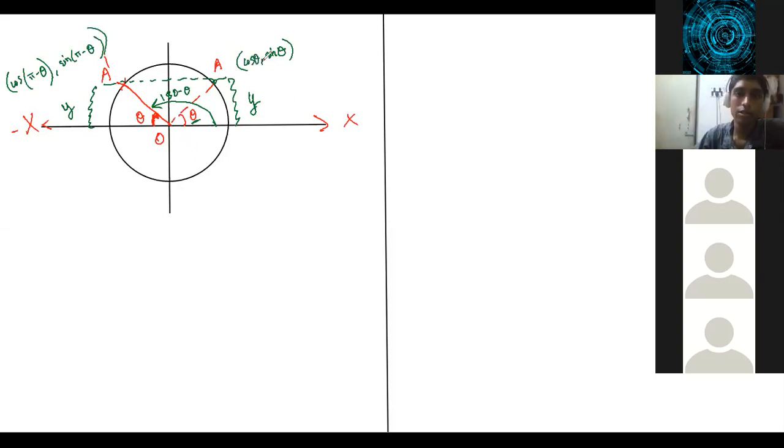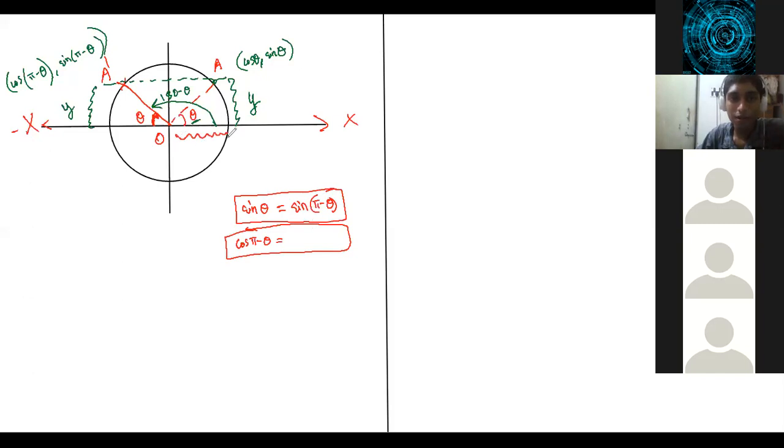See, I'm not teaching anything very new. Most of you know all this. From this, we can conclude that sine theta is equal to sine of pi minus theta, and cos of pi minus theta is equal to minus cos theta.